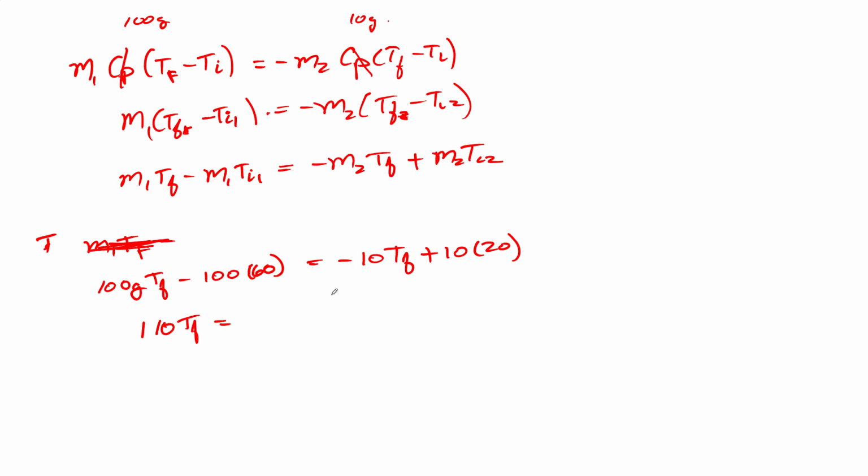6,200, because 100 times 60 is going to be 6,000, and 20 times 10 is 200. So I'm going to end up with 6,200 on the right-hand side. So our final temperature is going to be 6,200 divided by 110. It's going to be 56 degrees.